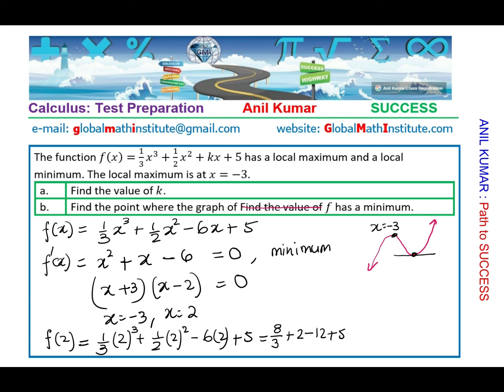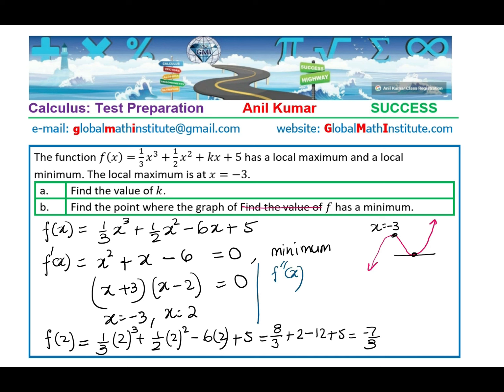And what we get is minus 7 by 3. So in this particular question, since we are already given that the graph has a maximum and a minimum, and there are only two critical points, we really do not have to verify that this is a minimum, right? However, you can verify this as a minimum by many different techniques. One of them is to find the second derivative, right? So let's find the second derivative just to confirm.